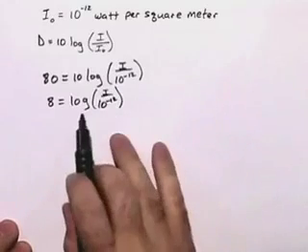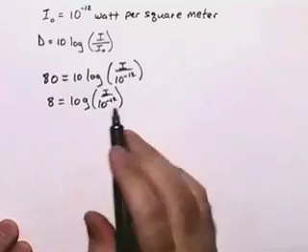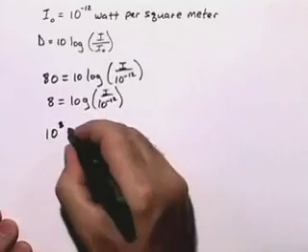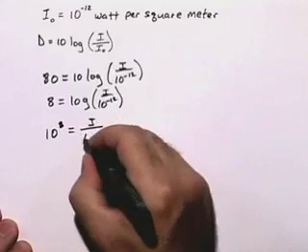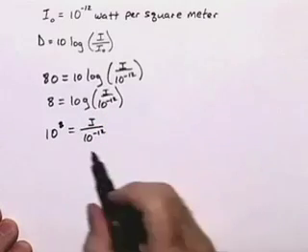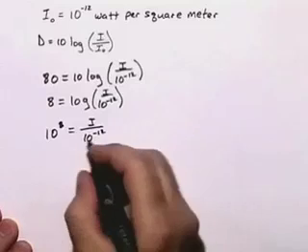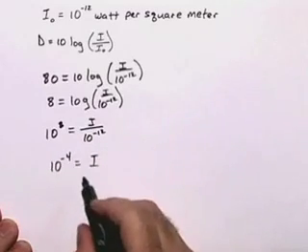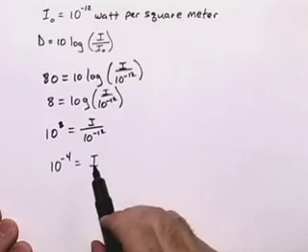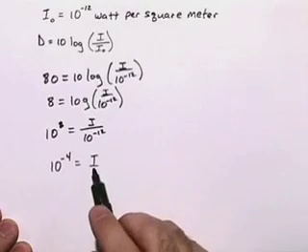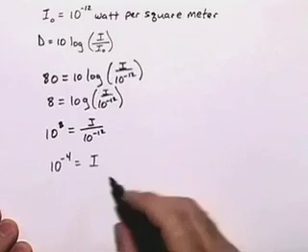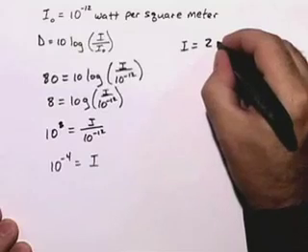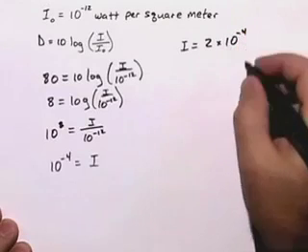If we convert from our logarithmic form to an exponential form, we get 10 to the 8th power equals I over 10 to the negative 12th power. Then we multiply both sides by 10 to the negative 12. We get that I is equal to 10 to the negative 4th watt per square meter. Now that's the intensity for one person shouting. If two people shout, the intensity is doubled. So we'll get I is equal to 2 times 10 to the negative 4th watt per square meter.